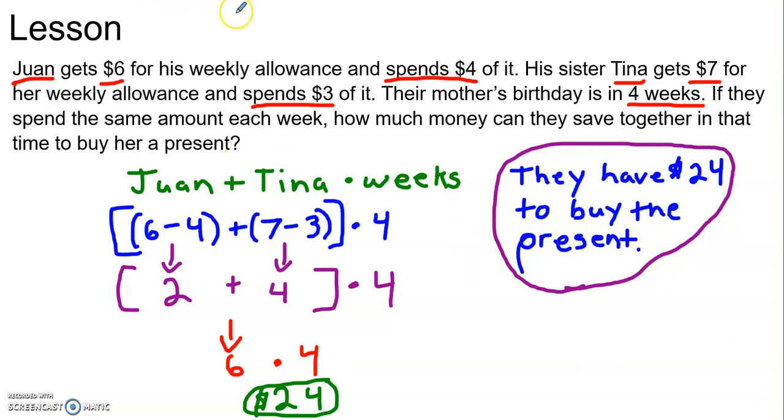So I want you to pause this video now. I want you to copy the word problem, all of our work, and our answer of our question in our notebooks.